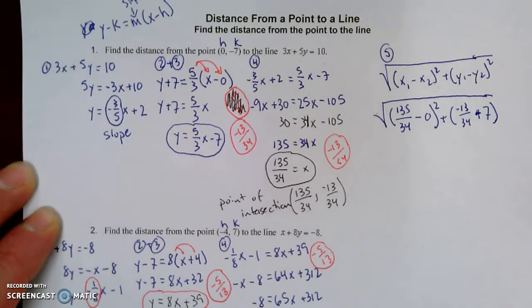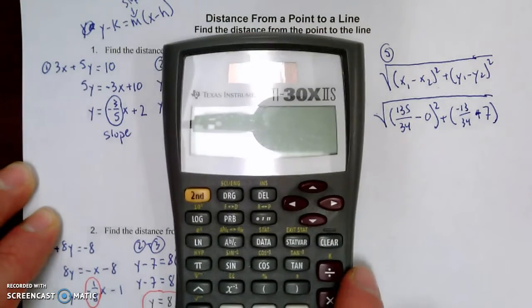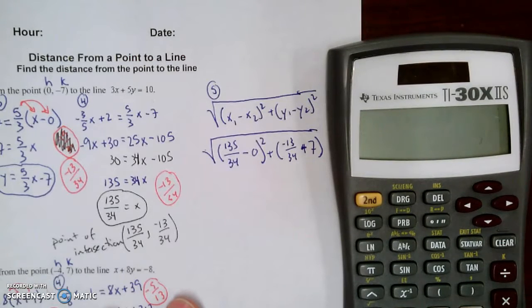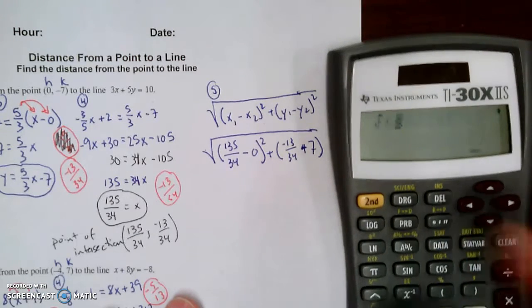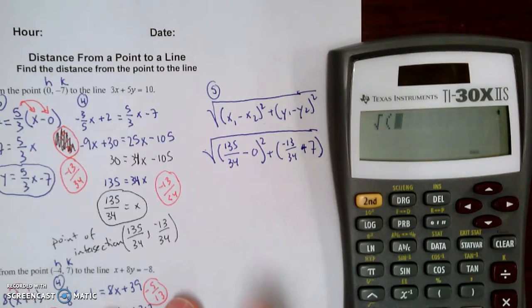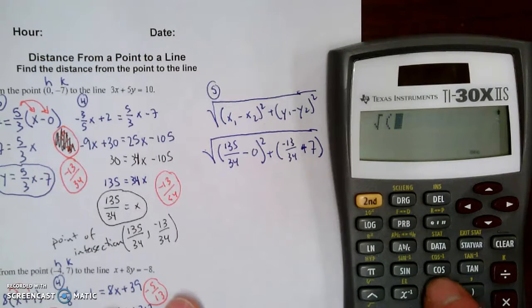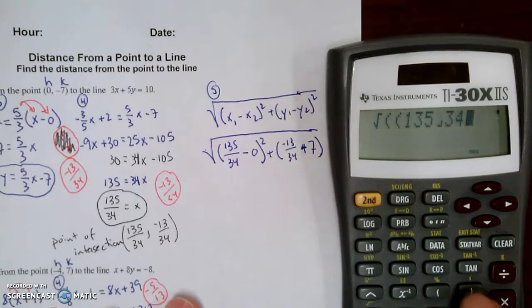Alrighty, now, I am not going to deal with all these ugly fractions. We're just going to punch the whole thing into the calculator here. So let's say I turn it here so I can get the glare off the calculator screen. Okay, so I start out with second, square root, and I need to have everything inside the square root inside of parentheses, so I need to open up a second set of parentheses here. So open up our second set of parentheses, then 135 over 34.